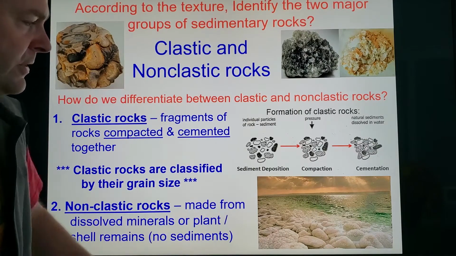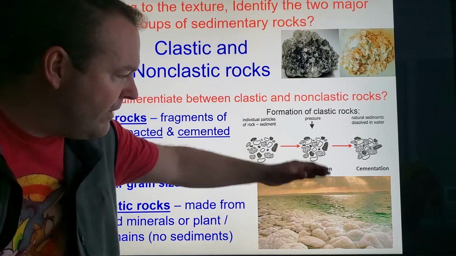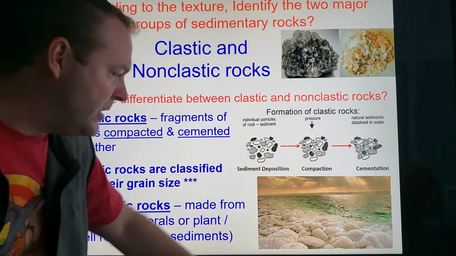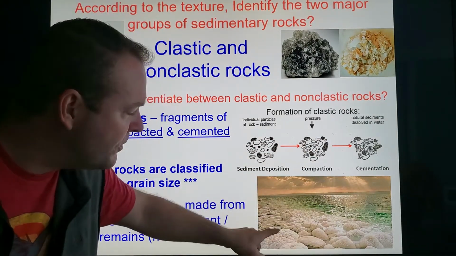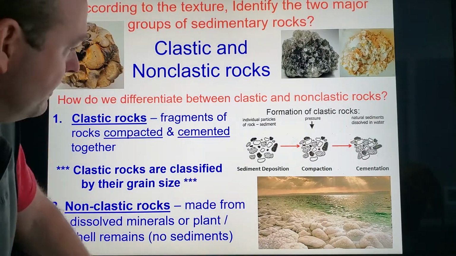textures and characteristics. This would be like a warm, shallow sea right there where you'd have a lot of evaporation and then precipitation of the minerals. And that's probably a lot of either rock salt or rock gypsum up on the beach there.